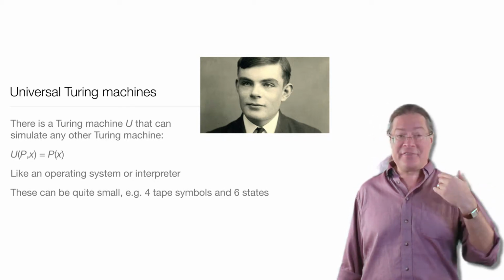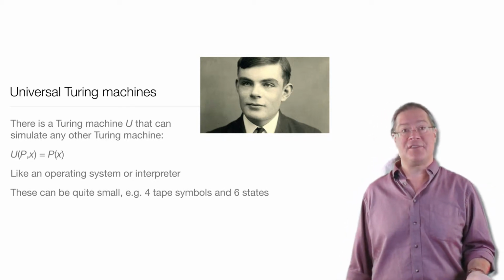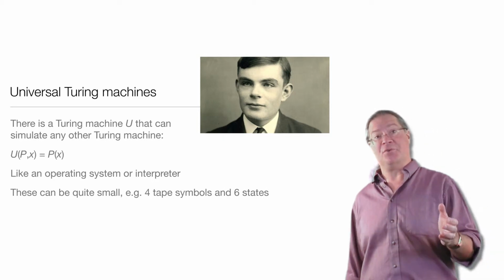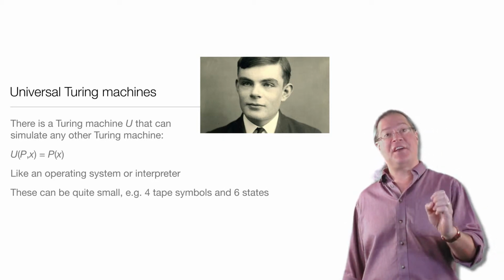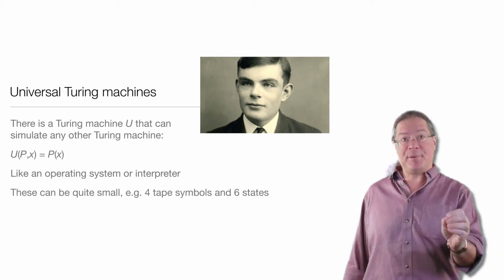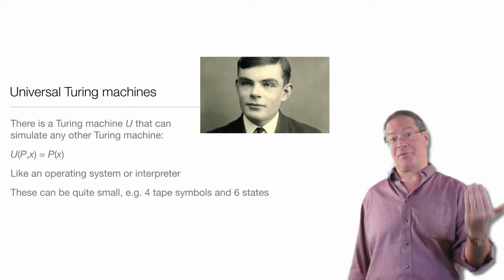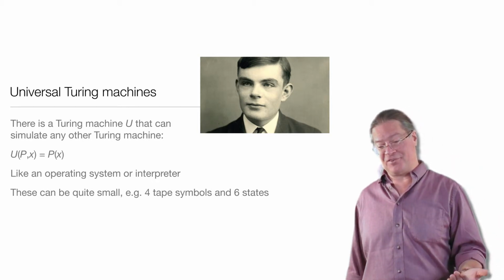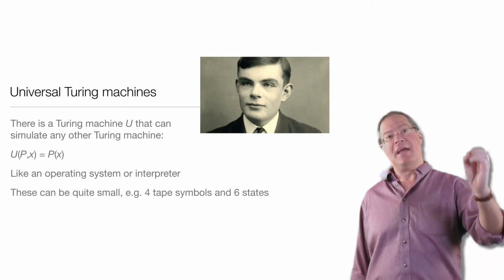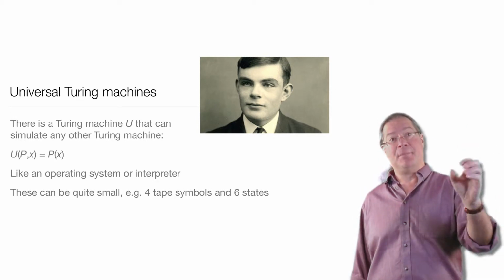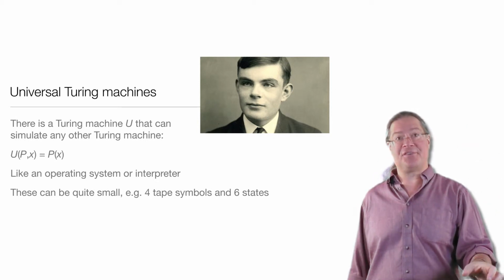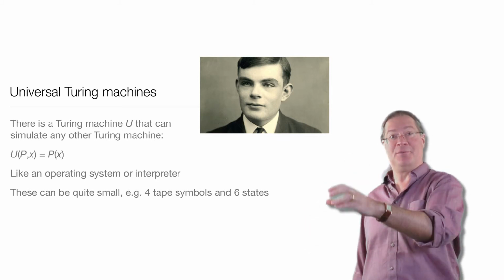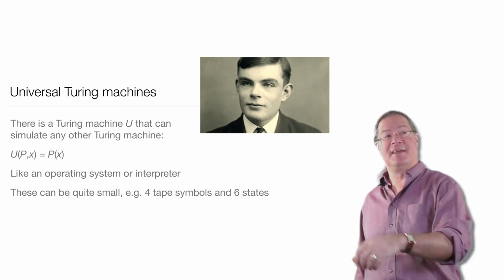And in fact, there are Turing machines which do exactly this. We could call them U, and what U does is it takes a pair of things as input: P, which you can think of as a program or the description for another Turing machine, and the input X. And U, given the pair P comma X, produces P of X, what P would do given input X.